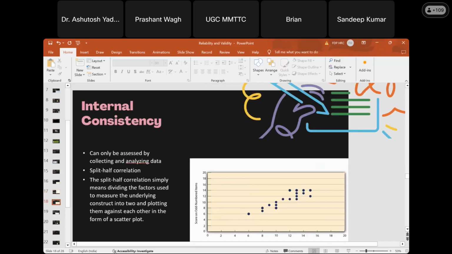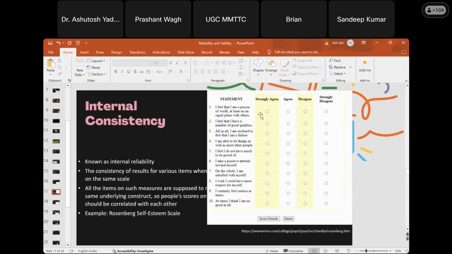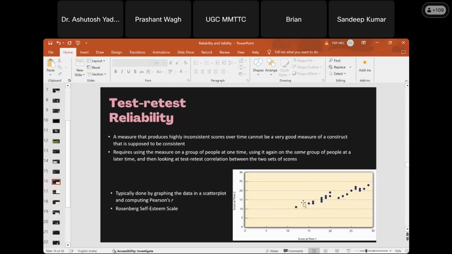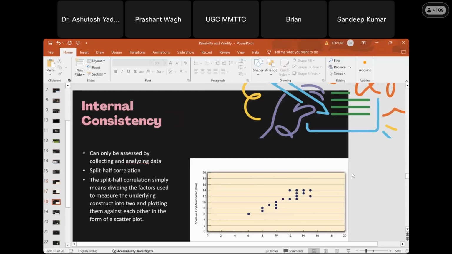Now here also we use scatter plots, as you can see in the example. This Rosenberg scale is a 4-point scale and there were 10 items. Okay, which we also saw as a scatter plot in the previous test-retest reliability. Okay, so similarly, like test-retest reliability, for internal consistency, it can only be measured or assessed by collecting and analyzing the data. Okay, so one approach is to look at split-half correlation.